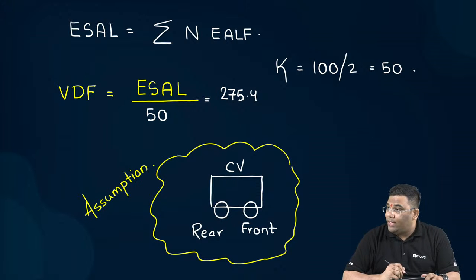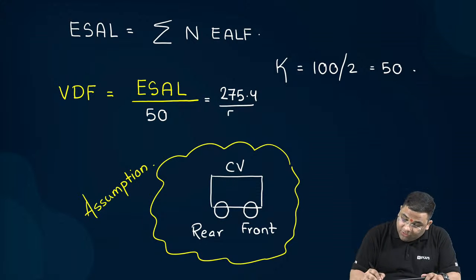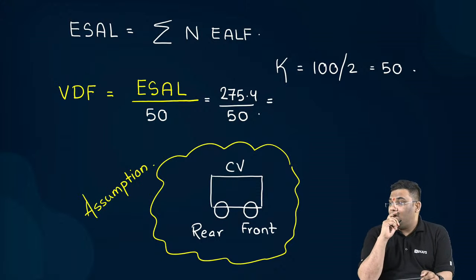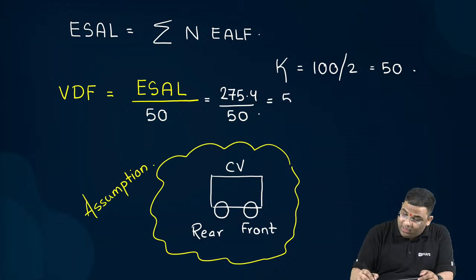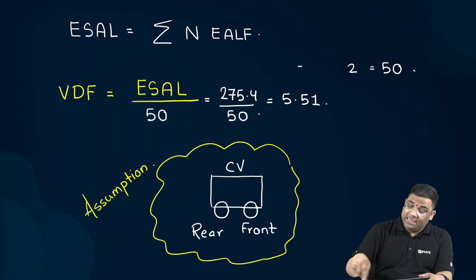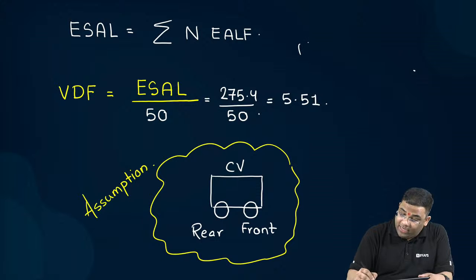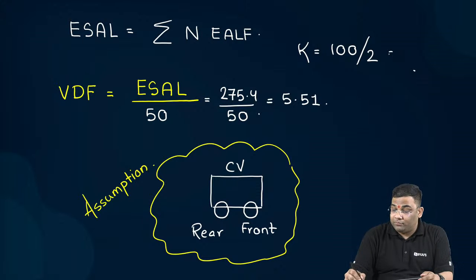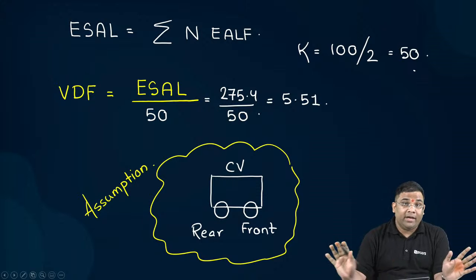How much am I getting now? 275.4, divide by 50. So what is the vehicle damage factor in this case? Please calculate and tell me. You're getting 5.51. Understood how we are calculating this vehicle damage factor? Take the total number of axle loads as 100 and then divide by 2. Clear? Very easy.